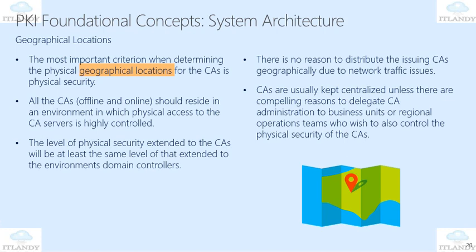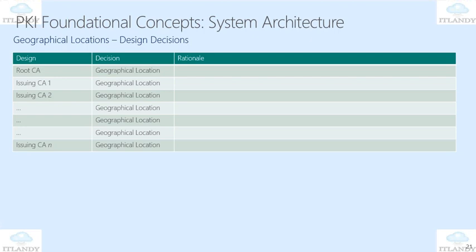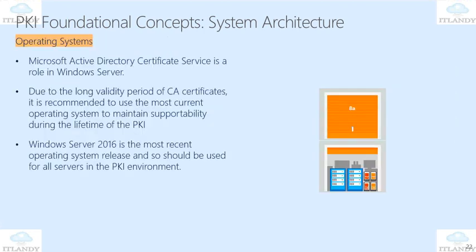There is no reason to distribute the issuing CA geographically due to the network traffic issue. CAs are usually kept centralized unless there is a compelling reason to delegate CA administration to a business unit or regional operation team to control the activities. Again, use a table to describe where and how you want to place them. I'll leave it for you to fill out the table. We said central, yeah? No need to make it complicated.